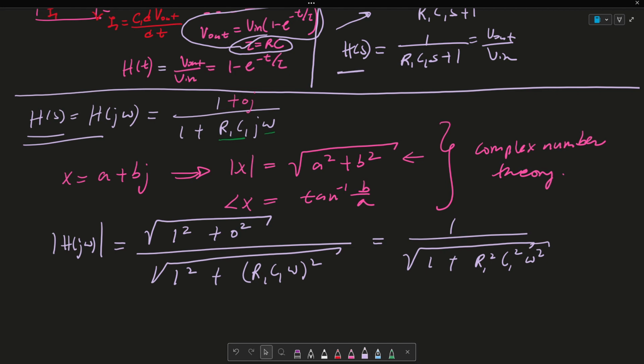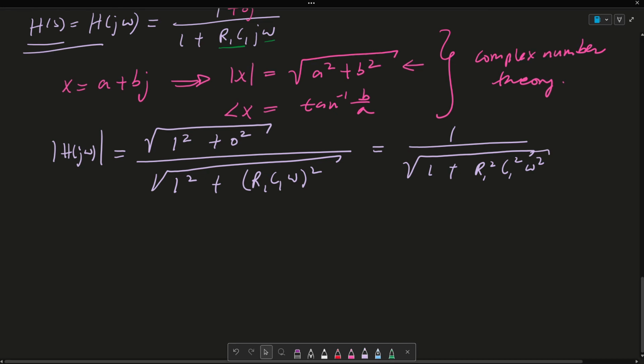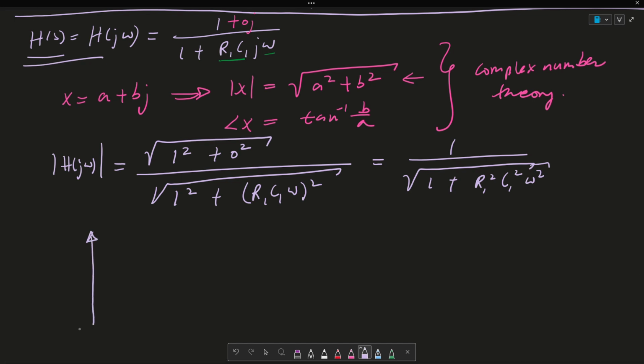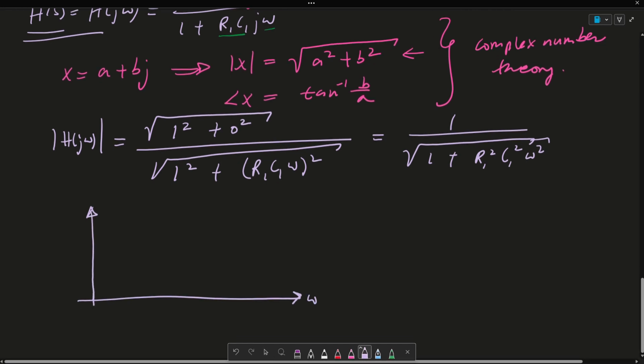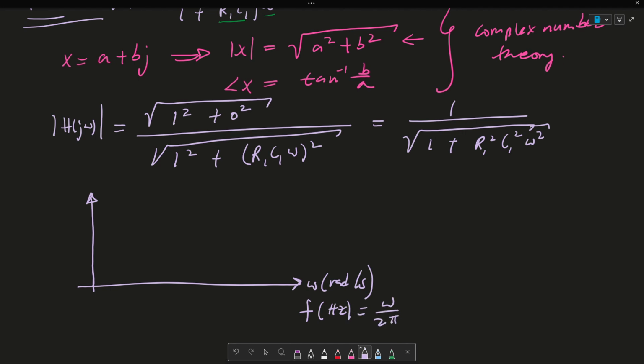Now, let's go ahead and plot this to see what's actually happening, and then we'll analyze the plot to extract some meaning from it. So if we have our plot that looks like this, and this is omega, again, this is in radians per second. If you wanted to map this to frequency, which is in hertz, you would do omega divided by 2 pi.